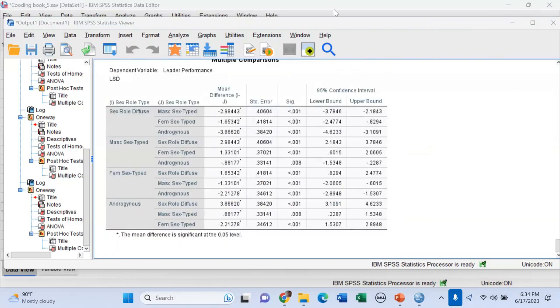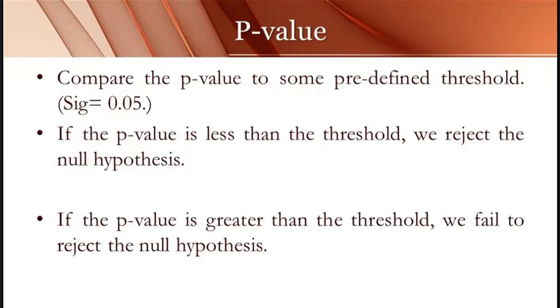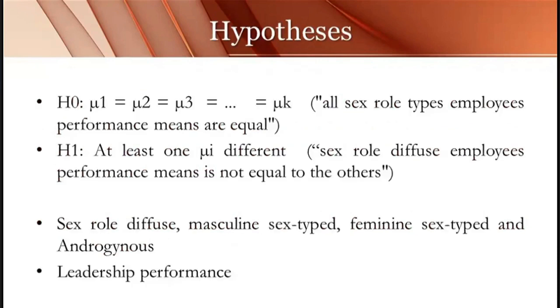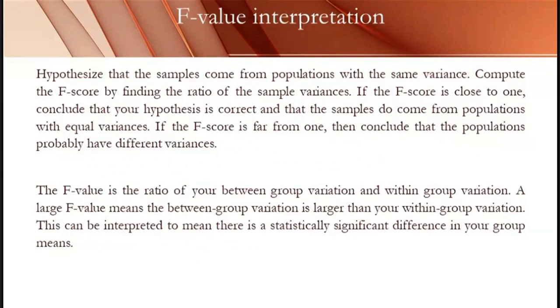Okay. Now, let's go back to our interpretation part. Compare the p-value to some predefined threshold value, that is, if the significance value is 0.05. If it is less than the threshold value, we are rejecting the null hypothesis. That is, the employees' performance means across all sexual types are not equal. Here we mentioned equal, so we are rejecting our null hypothesis and concluding that there are significant differences. And we are not only saying that there are significant differences, we are also indicating how much difference we have.